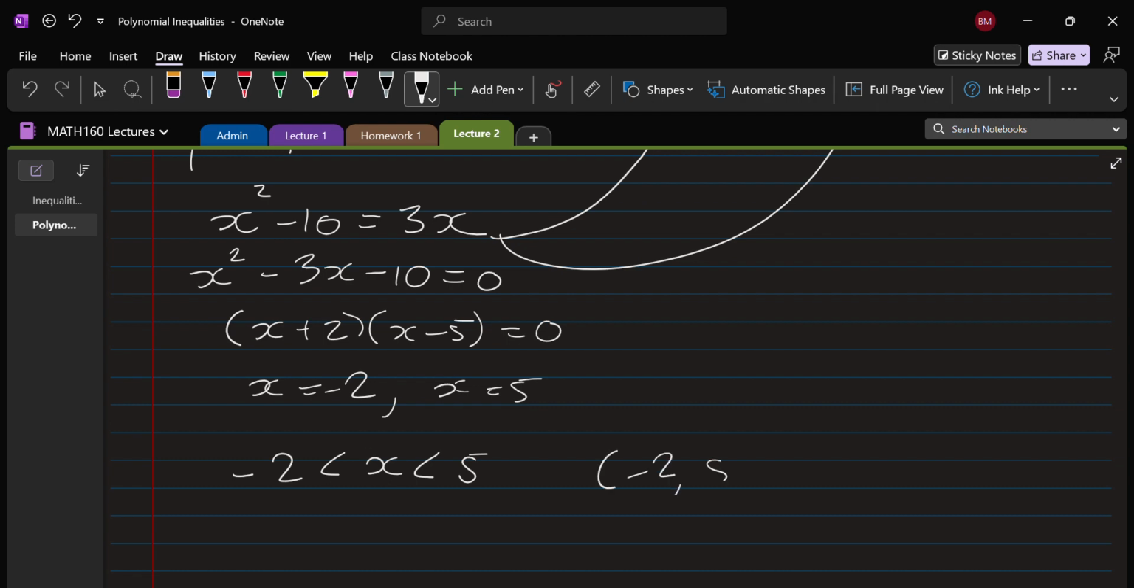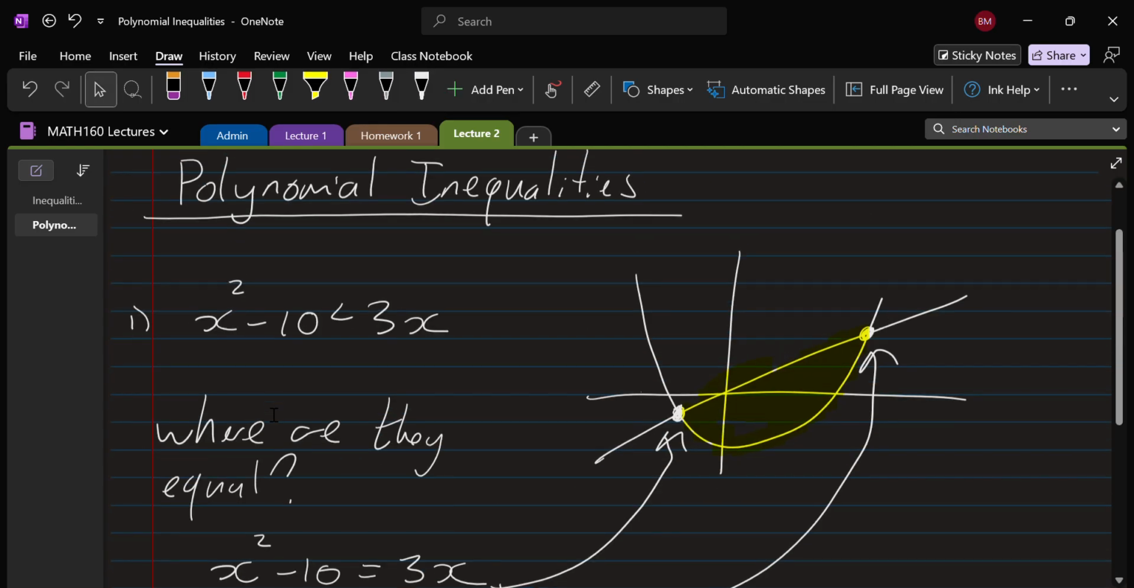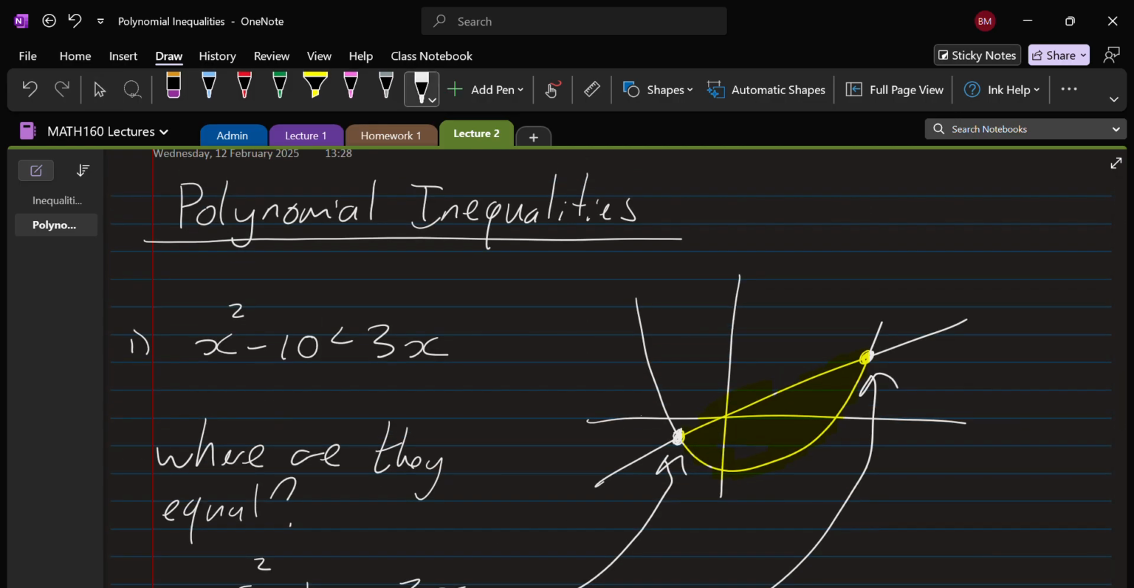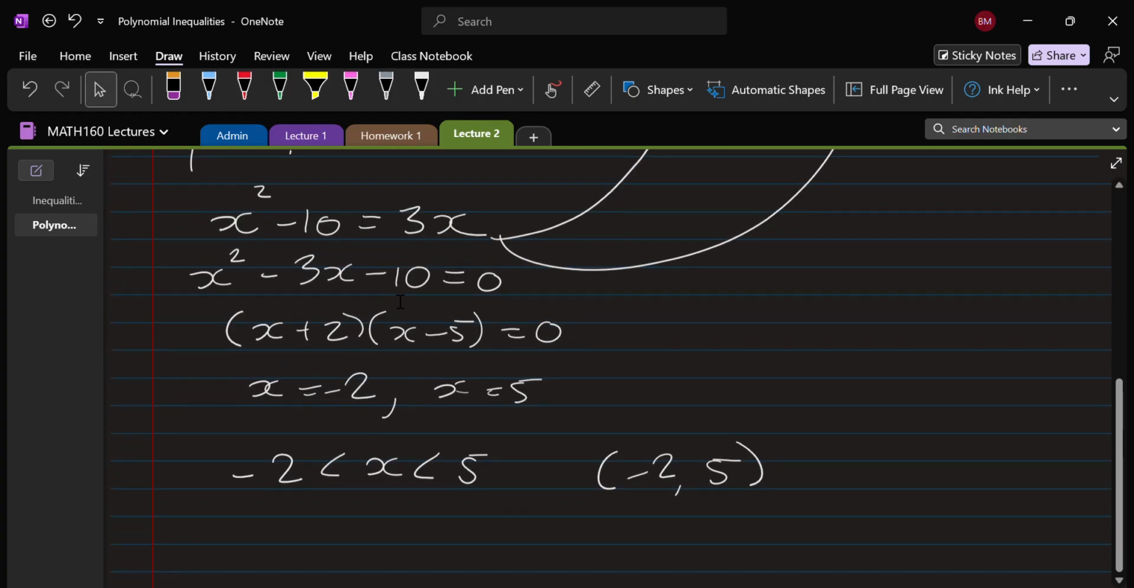Or if you want to write it as an interval, minus 2 to 5, not including either of the endpoints because of this inequality here. So always keep in mind what you're working with. Is it less than, or is it less than or equal to? That will change what you have.